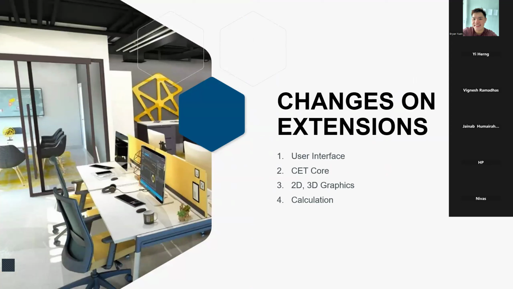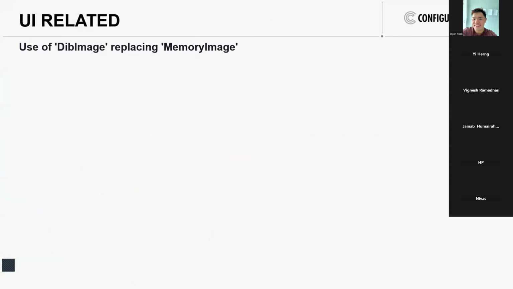For the first part, I will cover the changes done on the extensions. I will cover four sections on my end. The first part is user interface related. The second is CD core related changes. Then we have 2D and 3D graphics changes. And the last part will be calculation. So let's move on to the first one.